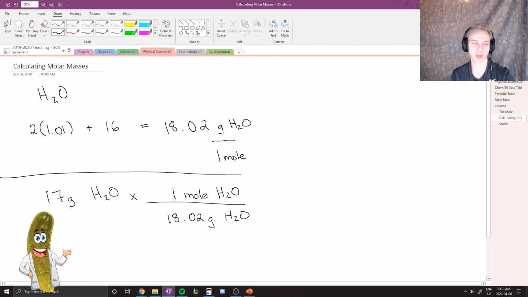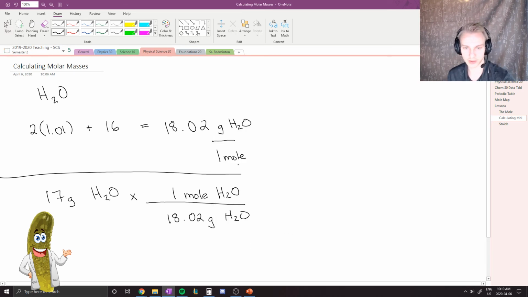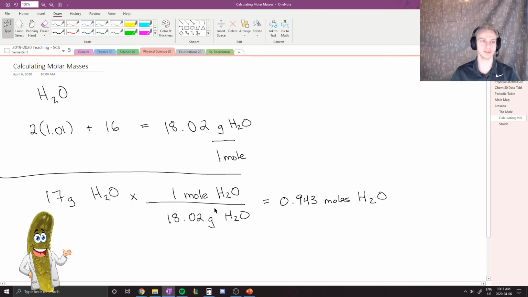And so from this, we could take 17 times 1 divided by 18.02. So 17 divided by 18.02, and we can see that we have 0.943 moles of H2O.